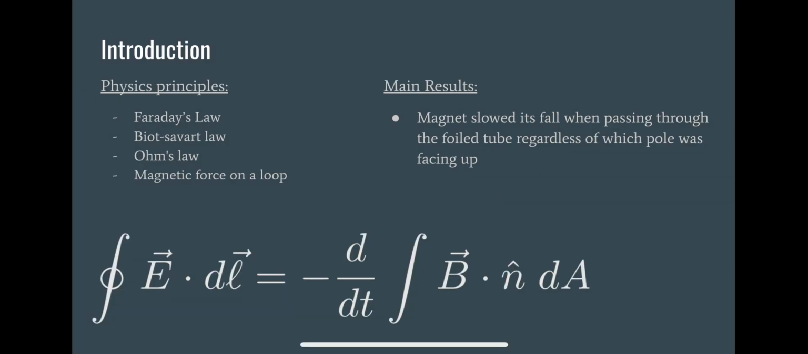The physics principles in this lab are Faraday's law, Biot-Savart law, Ohm's law, and magnetic force on a loop. The main result was that the magnet slowed its fall when it was passing through the foiled tube, regardless of which pole was facing up.